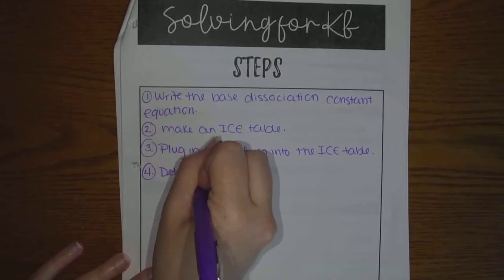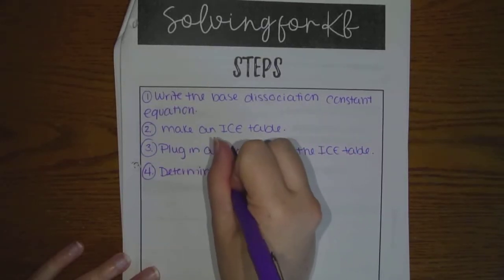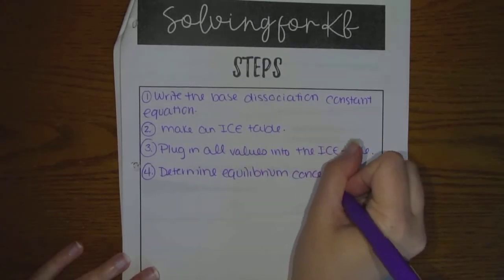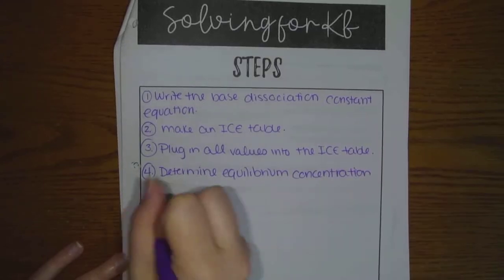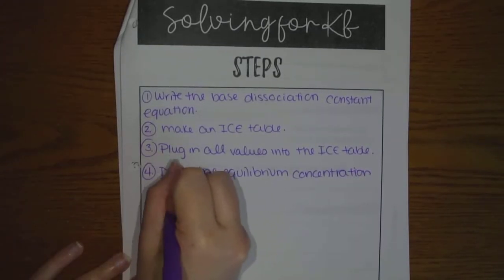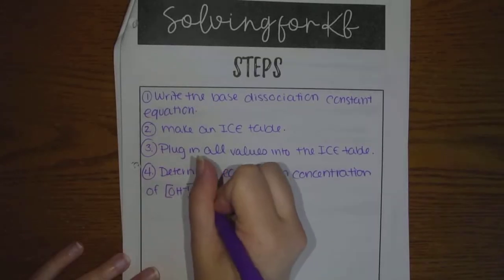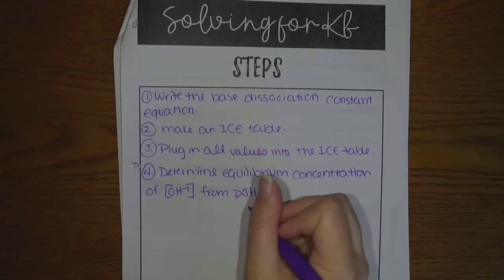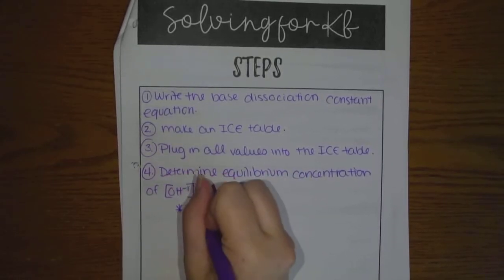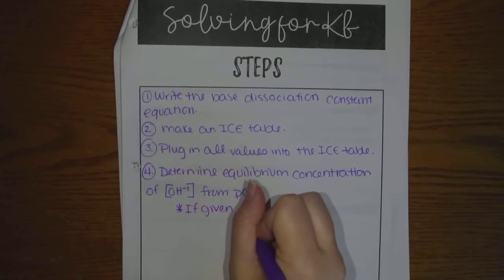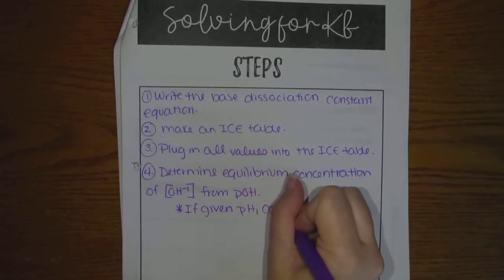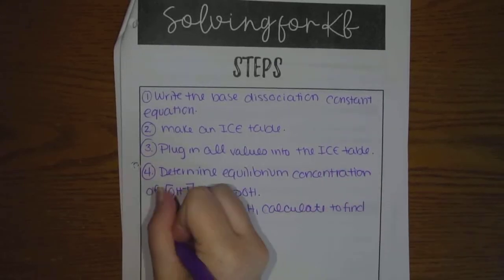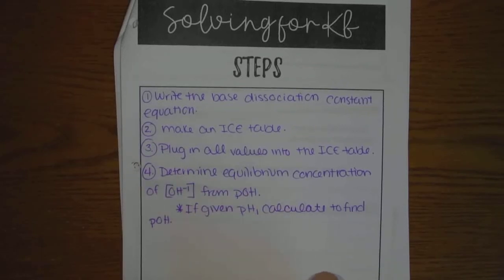Then we're going to determine the equilibrium concentration of our hydroxide ion from the pOH, if that's given. If we're given the pH, which will probably be more common, you're going to calculate to find the pOH.